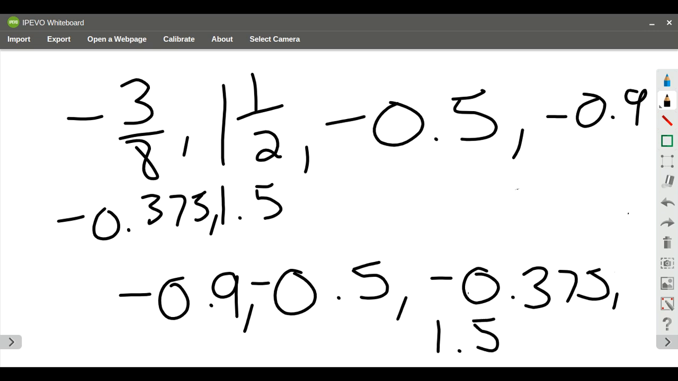So I made a goof here. These two values here, I need to put them back in original form. So when you're ordering, after you convert, you need to put them back in original form. So this is going to be negative 3/8, and this is going to be 1 1/2. So always keep your numbers in original form when you're ordering from least to greatest.